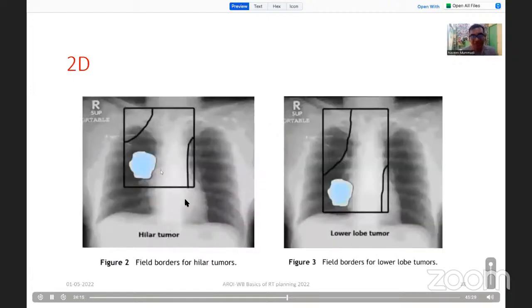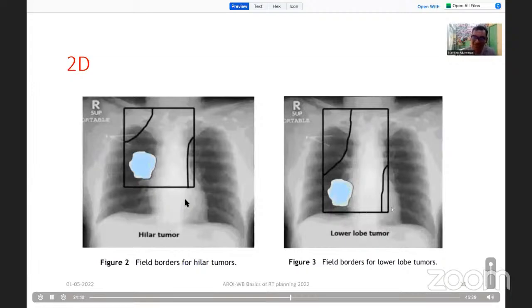But the downside is that whenever you're doing two-dimensional radiation planning, this is how it typically looks like, an AP-PA portal. This is where your primary is, but you still include the entire lymph node station. So this means that much of the mediastinum and much of the normal lung gets radiated, which can lead to increased toxicity. This is a field arrangement for a simple hilar tumor, and this is for a lower lobe tumor.